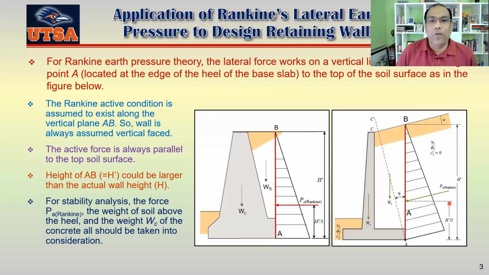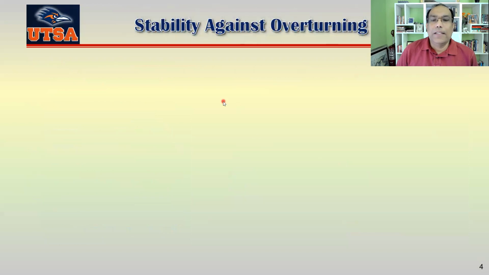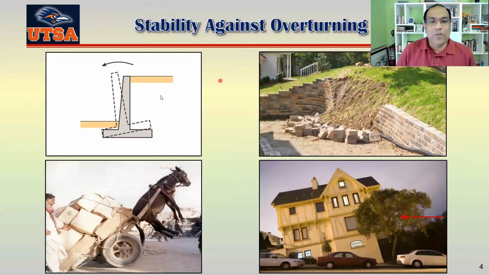Now, if we go for, let's say, Coulomb's method, then basically you see here, actually we are showing how we can calculate the stability analysis against overturning, okay? So this is overturning. You see that wall, this one is trying to go like this.